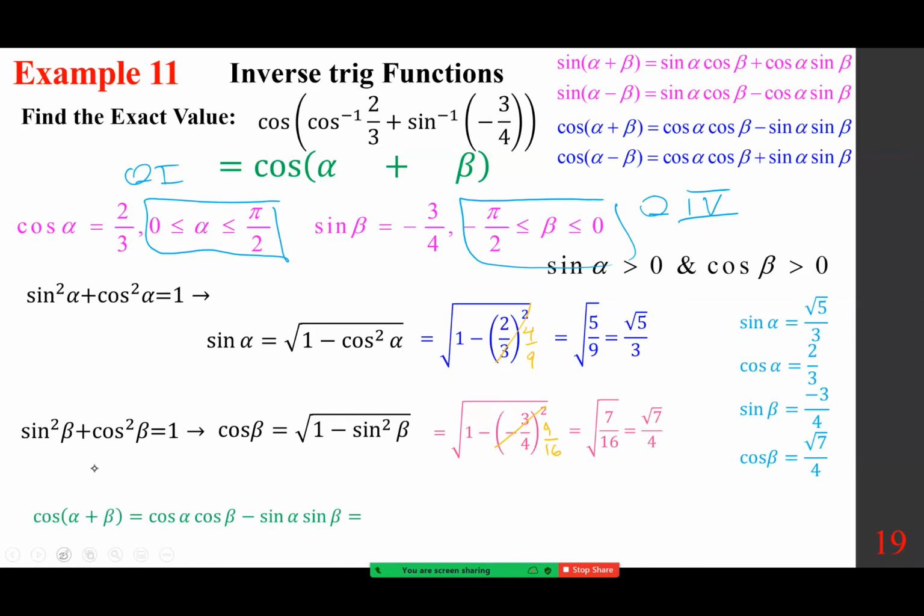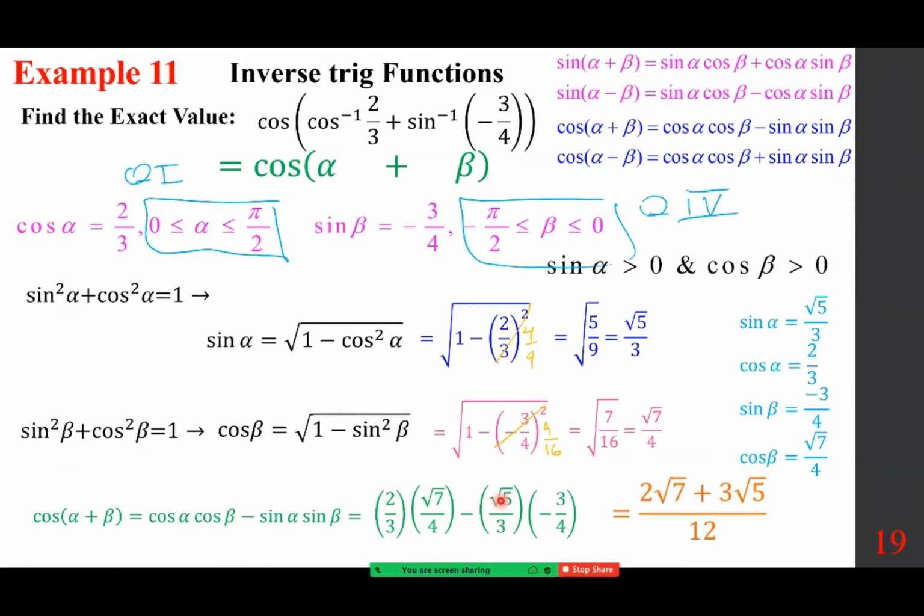Again, the summary. Cosine alpha was given to be 2/3. Sine alpha was found to be square root of 5 over 3. Sine beta was given. Cosine beta was found to be square root of 7 over 4. Plug in. When we plug in, clearly the denominator is 12 in both cases. This is 2 square root of 7. This is minus and minus, plus 3 square root of 5. And that's a precise answer.